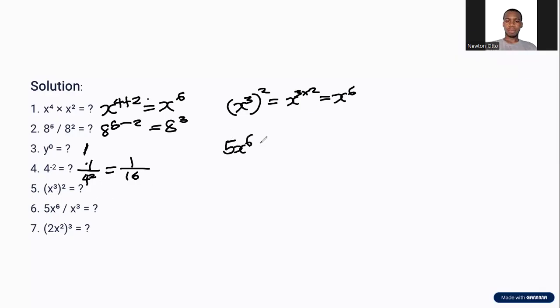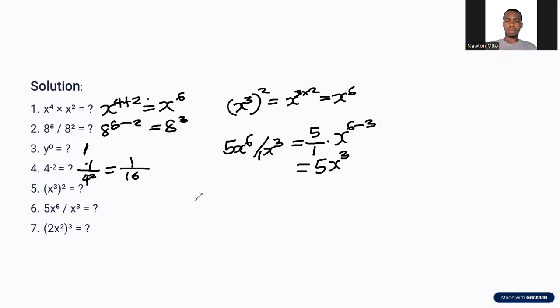This is our next equation: 5x raised to the power 6 divided by x raised to the power 3. So we do 5, and this is an invisible 1 here. So we do 5 over 1, and x raised to the power 6 divided by x raised to the power 3. Since we know the division law, we apply that, and this will give us what? 5x raised to the power 3.